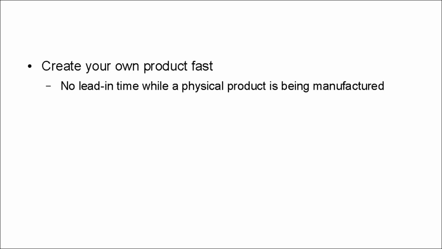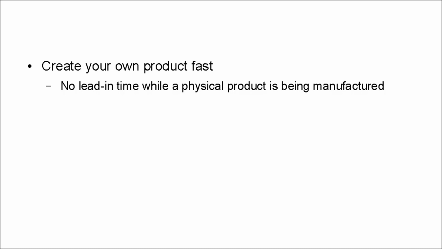Another advantage is you can create your own product fast. There's no lead-in time while a physical product is being manufactured. Now, think about it. I don't know what device you're watching this video on, but it could be on a PC, or it could be on a tablet computer or a smartphone, and that's going to take a lot of time to manufacture. There's going to be time for it to go through the production line in the factory while an army of workers put it together. Plus, of course, you've got all the R&D time that goes into it.